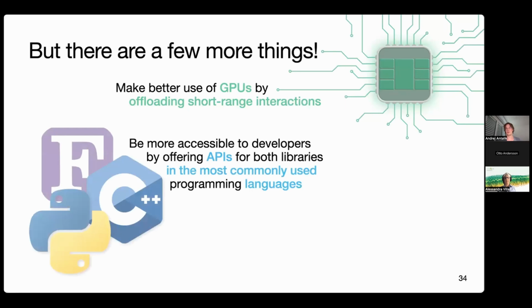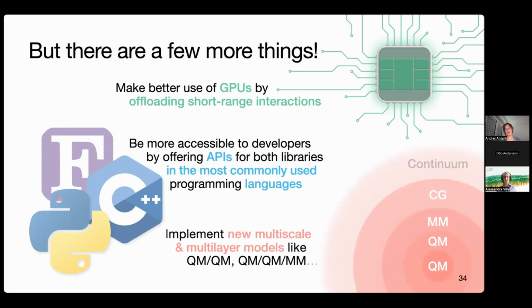Then for developers, we would like to offer APIs for both MCL, where we already have them, and MiMiC. It will be considered to be like the holy trinity of computational physics or chemistry: Fortran, C++, and Python. And finally, after the refactoring effort, we are starting to work on implementation of the new multiscale and multi-layer models, like different QM embeddings and maybe QM/MM, and so on, up to potentially continuum.